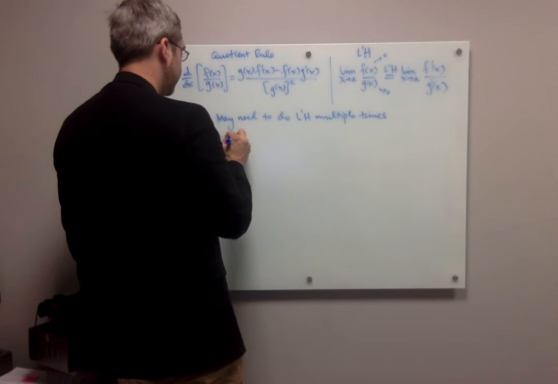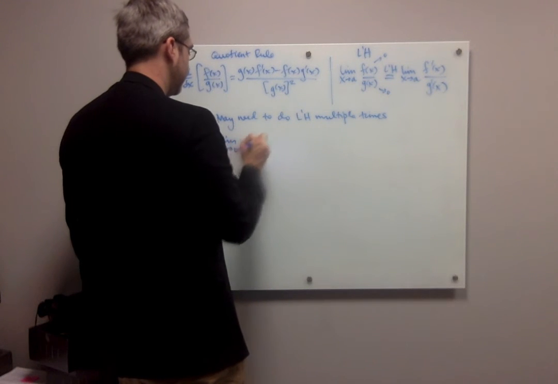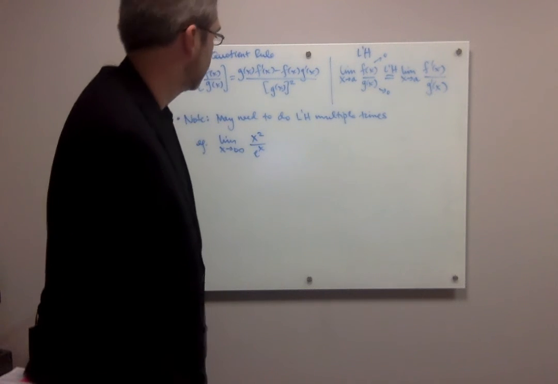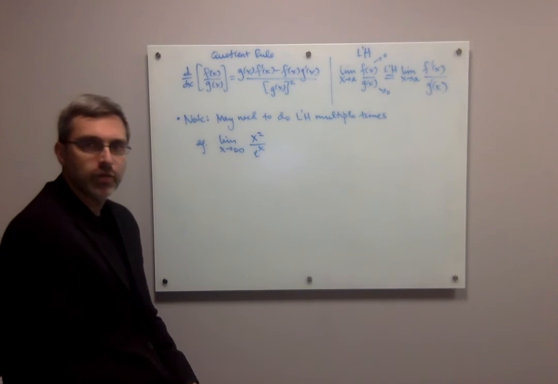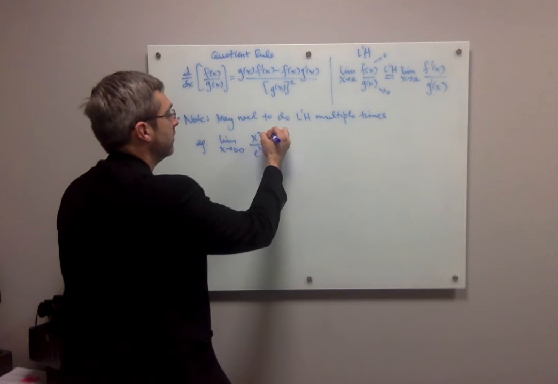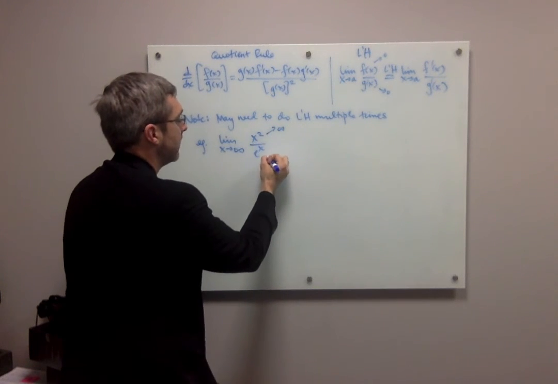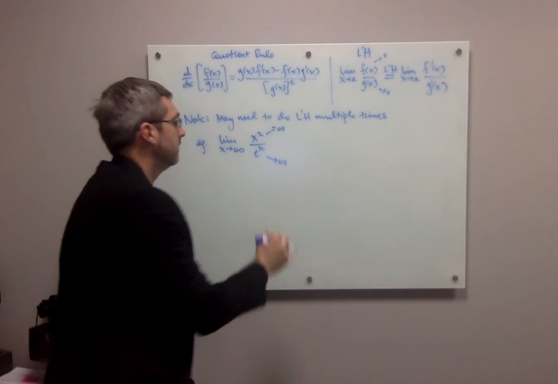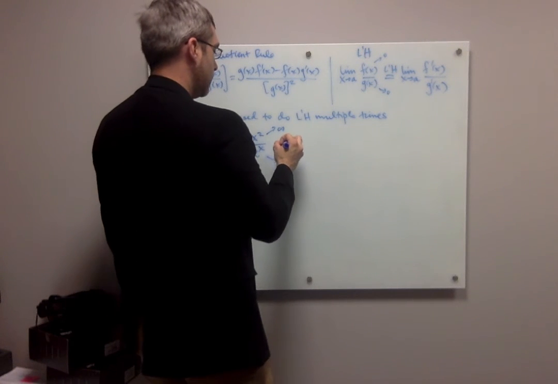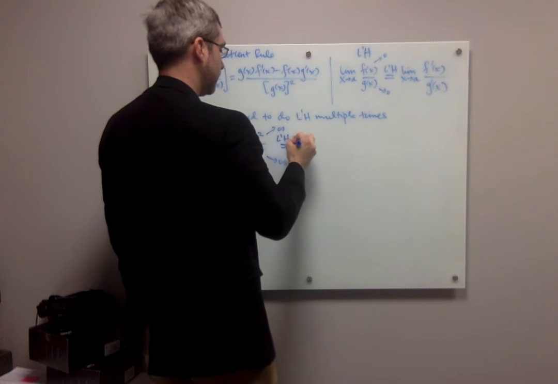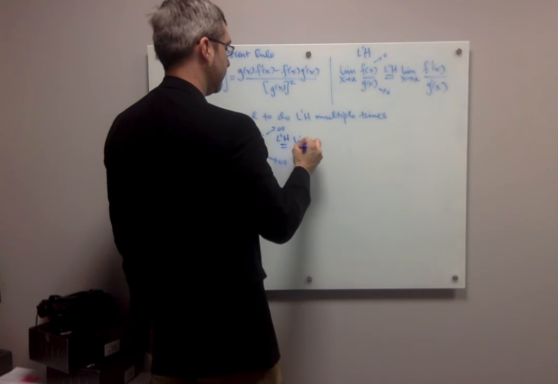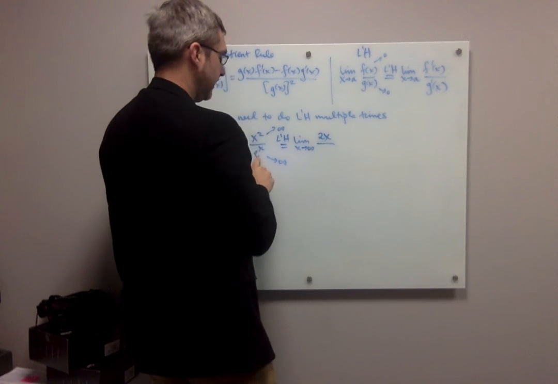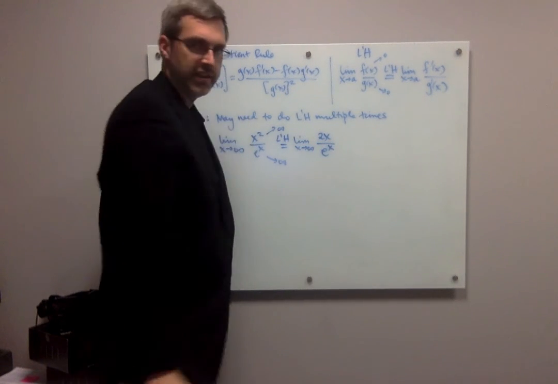Limit as x goes to infinity of x squared over e to the x. Okay, so when x goes to infinity, x squared goes to infinity, e to the x goes to infinity. So I'm going to apply L'Hopital's rule. So I have a limit as x goes to infinity. Derivative of x squared is 2x. E to the x is my favorite function. The derivative of e to the x is e to the x.